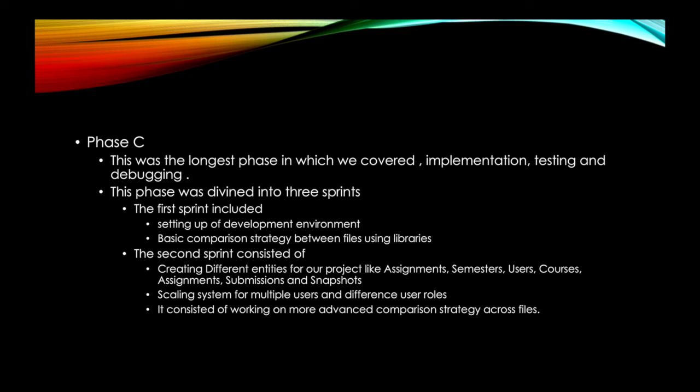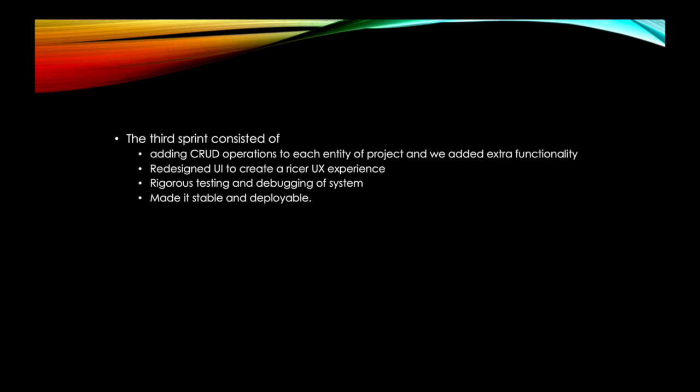Phase C was the most difficult phase, and it was divided into three parts. Setting up the development environment and a basic comparison between two files was achieved in sprint one. The second sprint consisted of creating various entities for the project like assignment, semester, user, courses, submissions, and snapshots. Scaling for different kinds of users and multiple users was also achieved during this time. It also consisted of implementing more advanced comparison strategies across files.